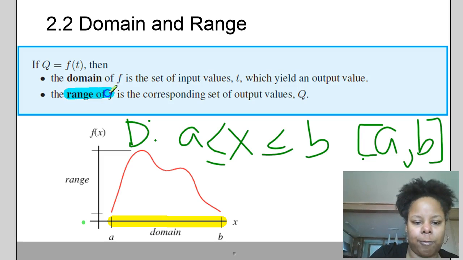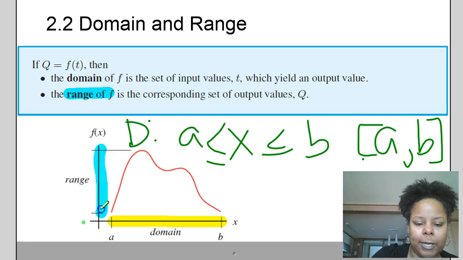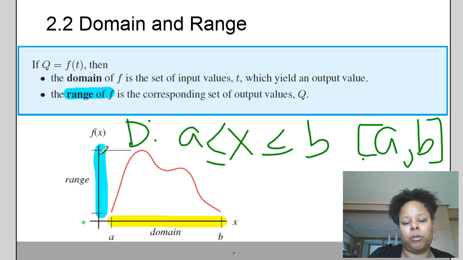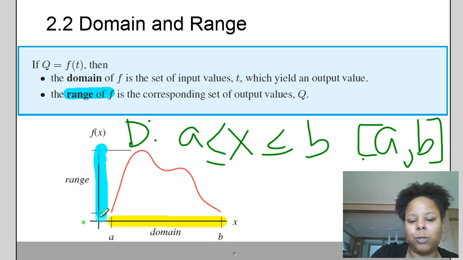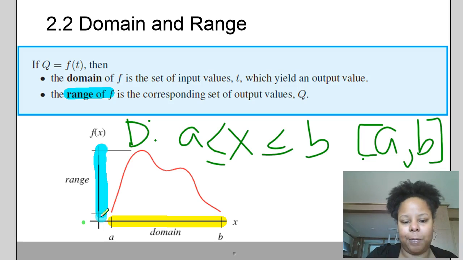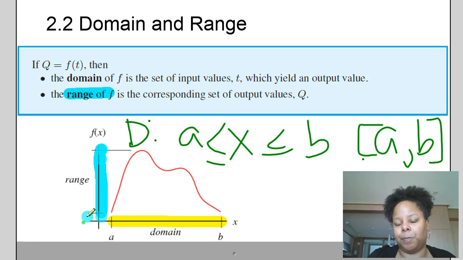Then the range is the corresponding output values that result from this domain. So here is my range, because as I can see here, my output values to the left or to the right are in between these values. The range would be the corresponding values, and in this case I can say this is f of A and this is f of B, even though I don't know their exact value. So the range depends on the domain. Now the problem is sometimes there are functions that have domain input values, but there's one input value that's not available, and we'll talk about that in class.